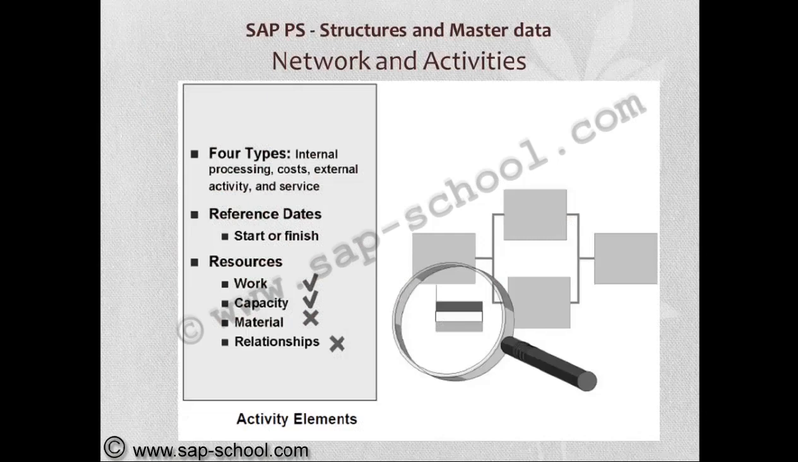Like we already discussed the different types of activities: internal processing, cost, external activity, and services, which has a reference date, start or a finish, and resources, using the resources like work, capacity, material, and relationships. So the same thing will be applicable to activity elements except material and relationships.